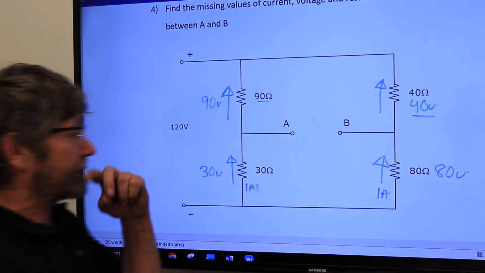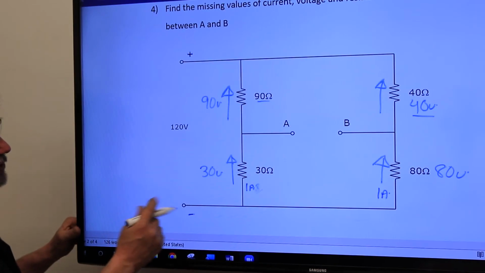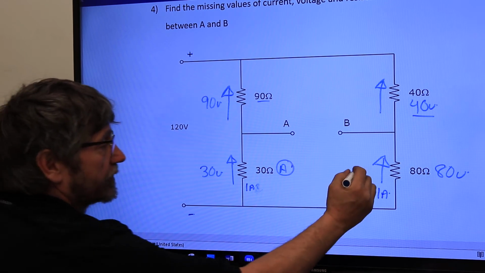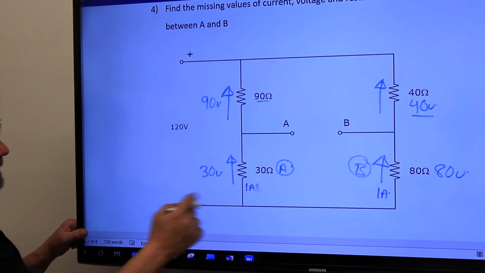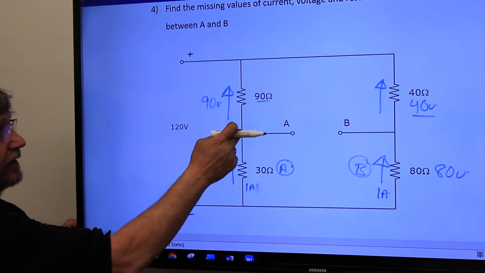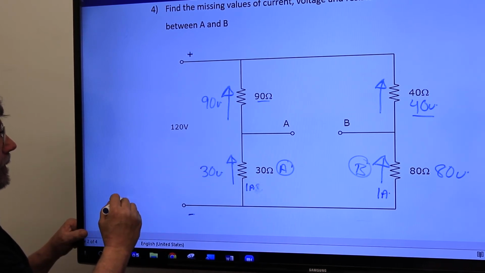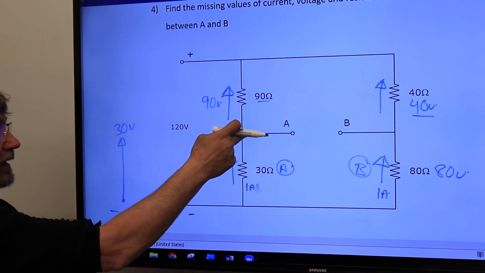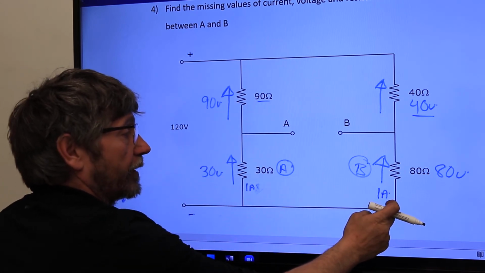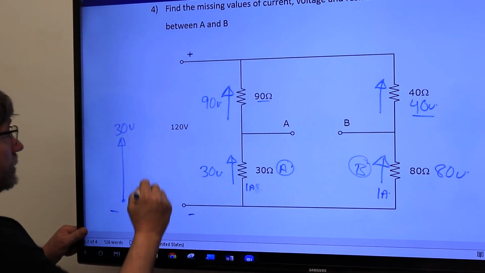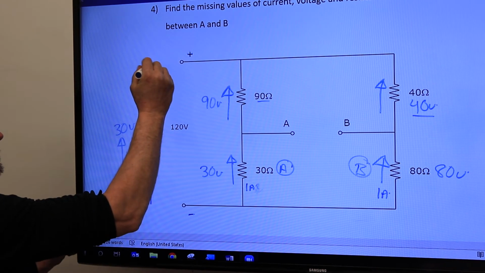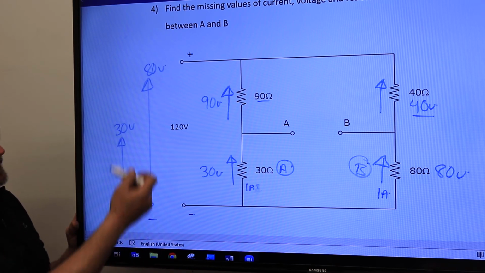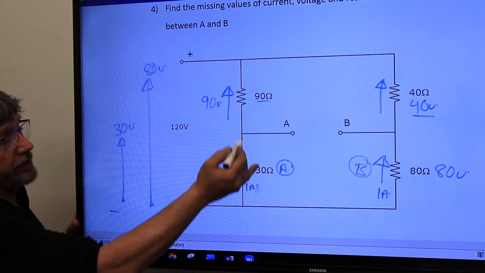Now, let's start answering a few questions to do with this. So let's look at this resistor. Let's call this resistor A. Let's call this resistor B. Now, this is negative. Coming up off negative over resistor A, I'm 30 volts. That's how high off negative I am. Coming up off negative over resistor B, I'm 80 volts off negative.